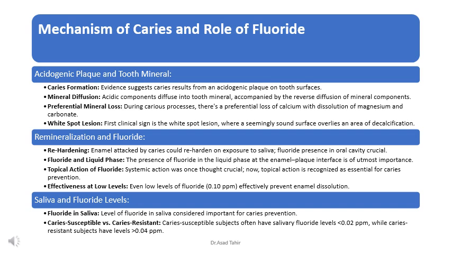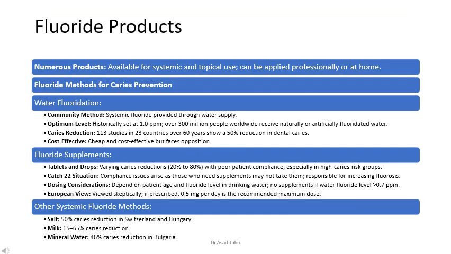In short, cavities form due to acidic plaque attacking tooth mineral, but fluoride helps by promoting remineralization and preventing further damage, especially when present in saliva at adequate level. Fluoride products and methods for preventing cavities. Fluoride products. Available in different forms for both internal, systemic, and external, topical, use. Can be applied by professionals or at home.